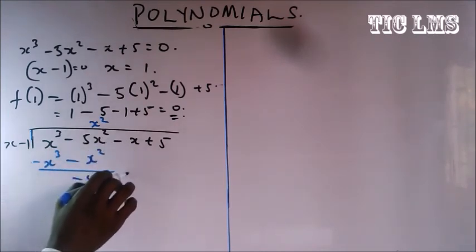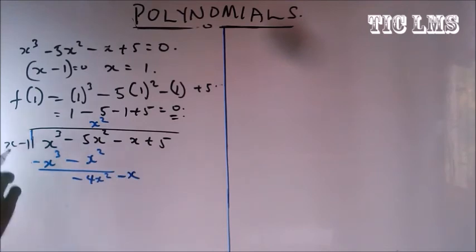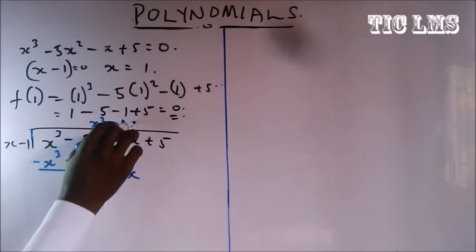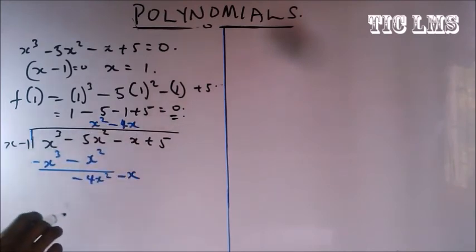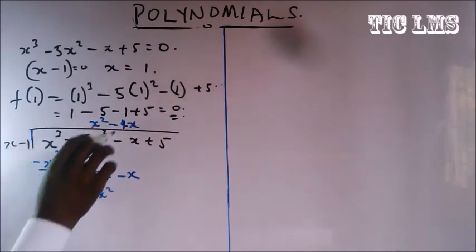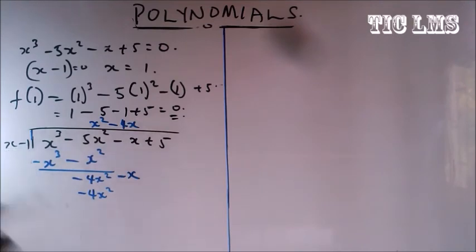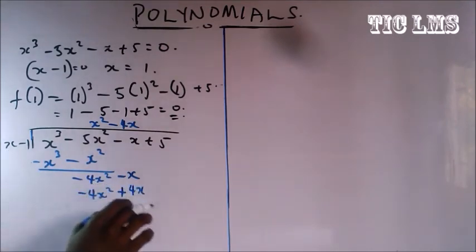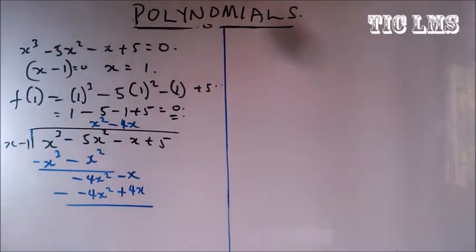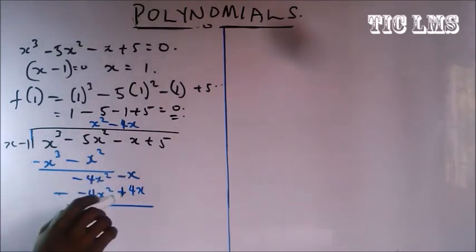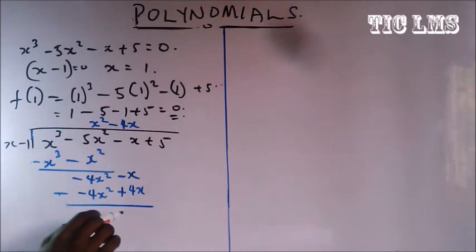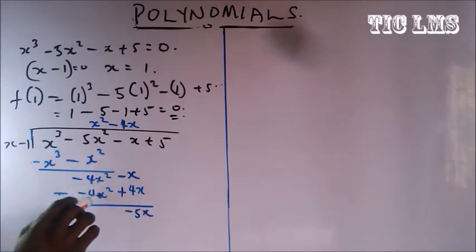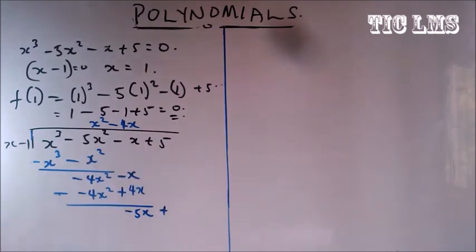Next, bring down this minus x. x into minus 4x squared, we have minus 4x. Minus 4x multiplied by x, minus 4x squared. Minus 4x multiplied by minus 1, we have plus 4x. We'll subtract again. Minus x minus plus 4x, that leaves us with minus 5x. Minus 4x squared minus minus 4x squared, we have 0. We'll bring down this 5.